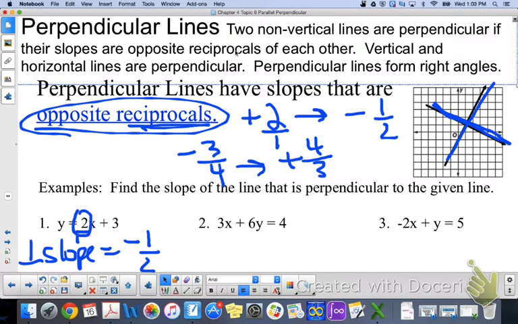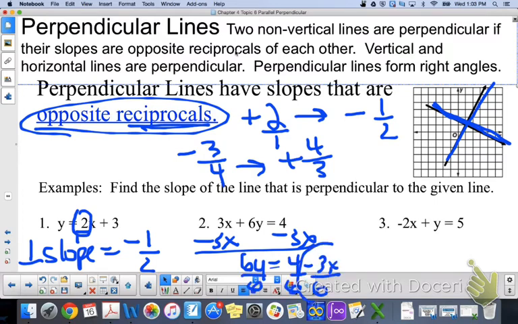Okay? The next one, again, we need to put it in y equals mx plus b form. So you minus the 3x. You have 6y equals 4 minus 3x. Divide everything by 6. That's negative 3/6, which reduces to negative 1/2. So if that's my slope, my perpendicular slope, the opposite, it becomes positive. 1 over 2 flips to 2 over 1, or just 2, so a positive 2.